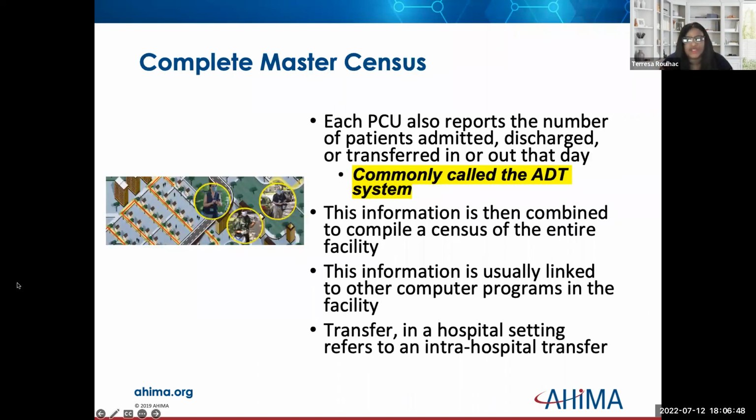You'll see that each PCU has information that they have to report: the number of patients that have been admitted, and the number of patients that have been discharged or transferred. This is what is called the ADT. You will see this question again. So I repeat, it's going to be called the ADT.